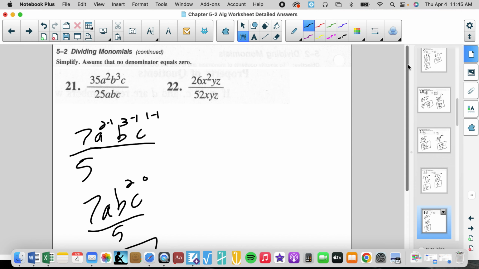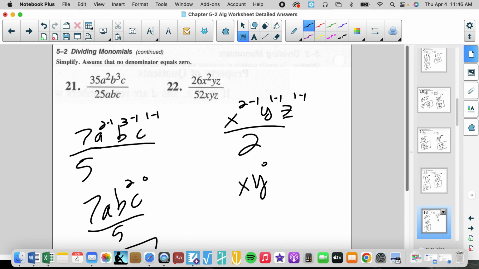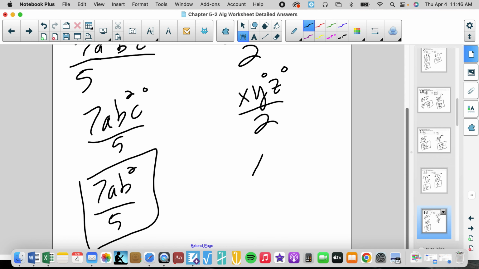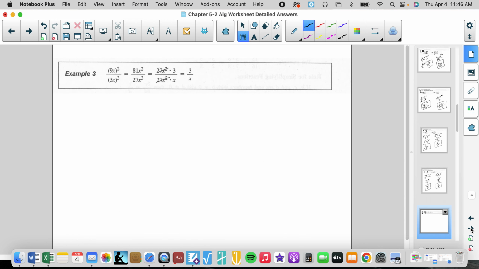26/52, that's doubled, so that's 1/2. I'm not going to write a 1. I'll just put the 2 in the denominator. X to the second minus 1, y to the 1 minus 1, z to the 1 minus 1. So x, y to the 0, z to the 0 over 2, which can be written as x over 2. No 1's in front of the x, no 1 as an exponent. That's the best writing.